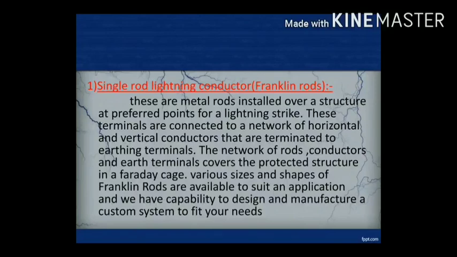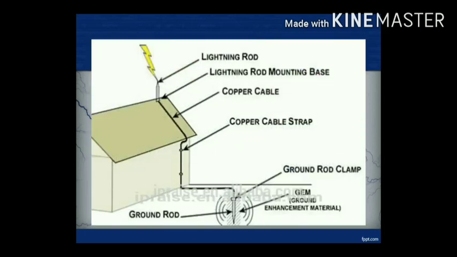These are metal rods installed over a structure at a preferred point for a lightning strike. These terminals are connected to a network of horizontal and vertical conductors that are terminated to earthing terminals. The network of rod conductors and earth terminals covers the protected structure in a Faraday's cage. Various sizes and shapes of Franklin rods are available to suit an application, and we have the capability to design and manufacture a custom system to fit your needs. This is an image of Franklin rods.